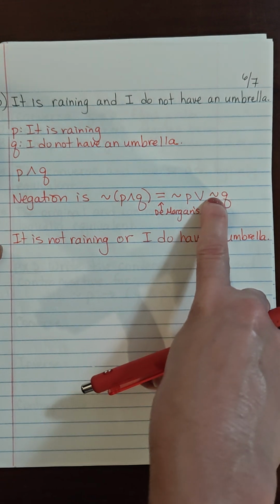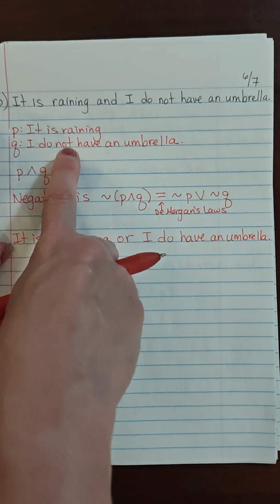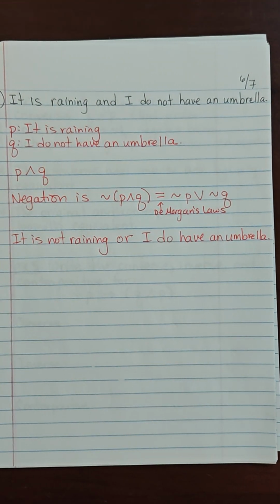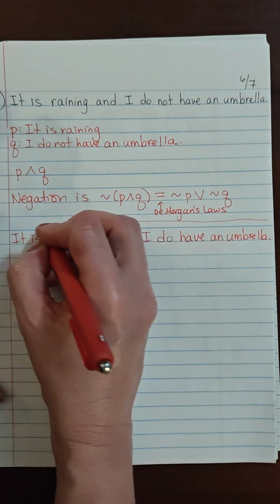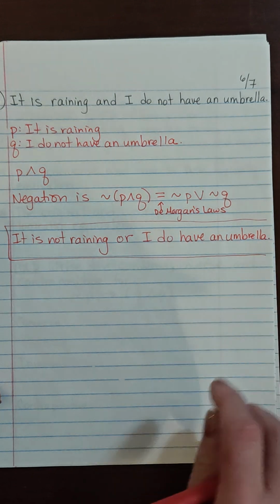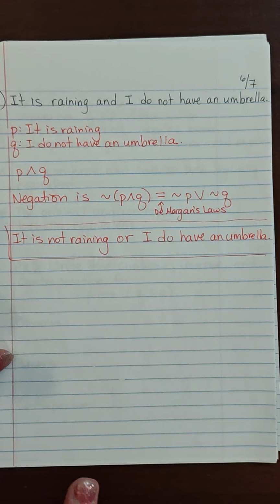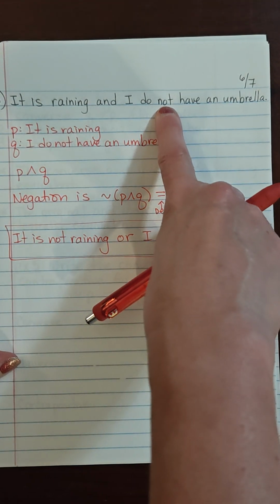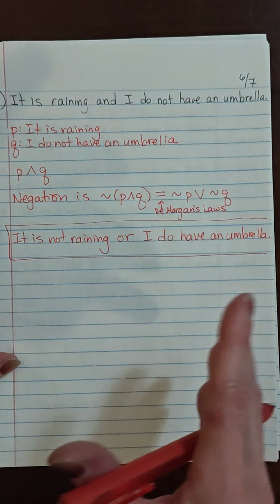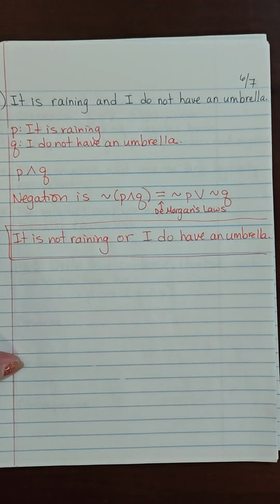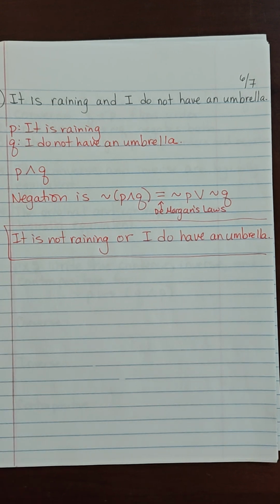That not of that not is like two negatives making a positive. So this is your final answer here. This one was kind of messy because of the original statement having a not in it and having to negate something that was already a not. That can get kind of messy.